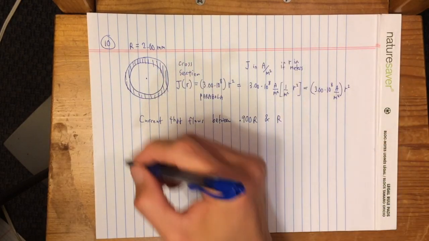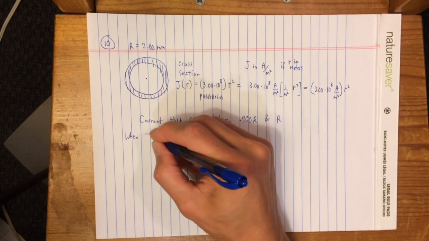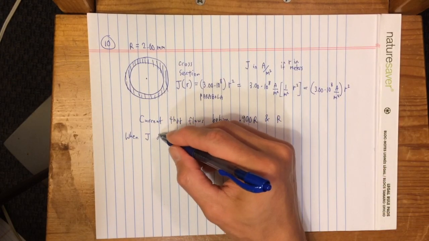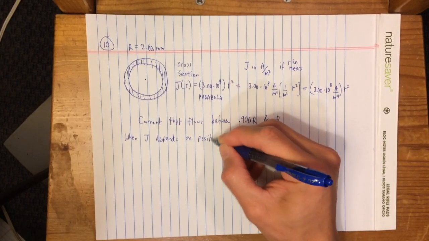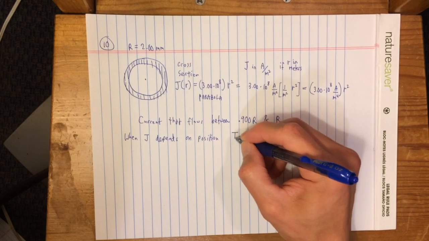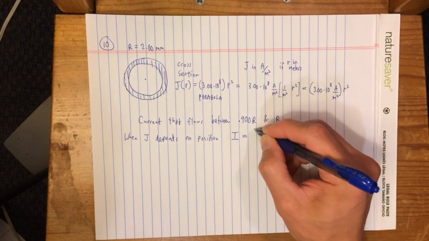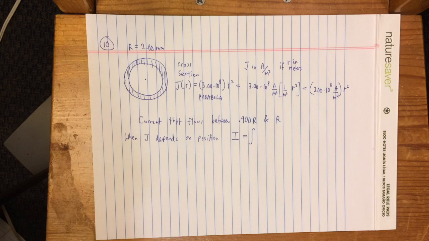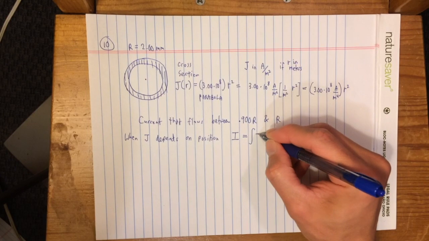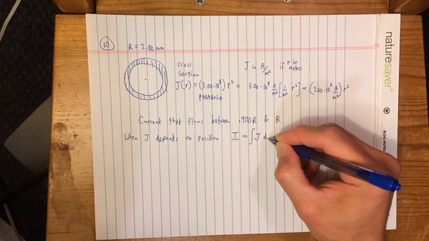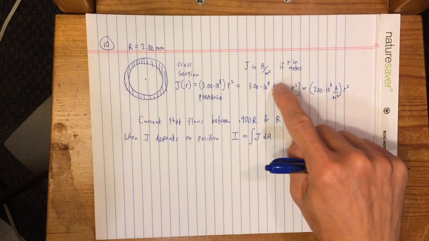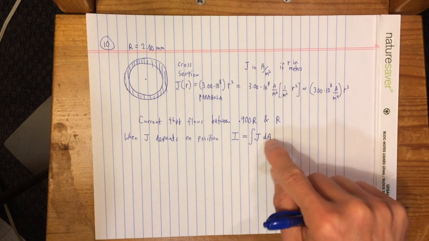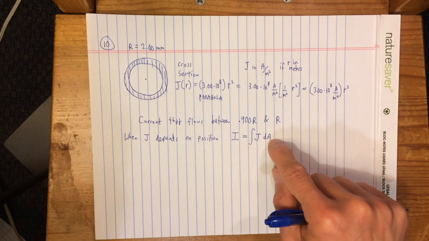Okay, so when J, the current density, depends on position, the way you get the current is you have to do an integral. There's no shortcut. You actually have to perform the integral. And the integral is J times an area element, dA. This A is not amps, that's the unit of the amp. This is a small element of area.